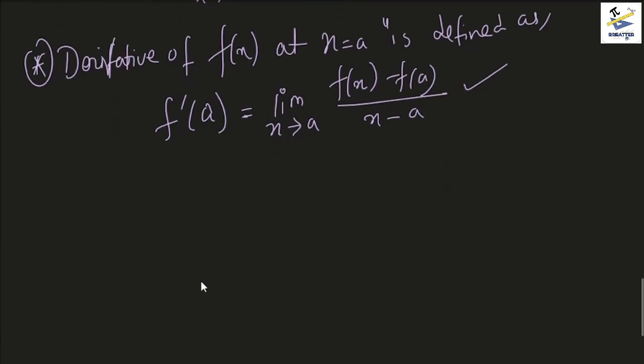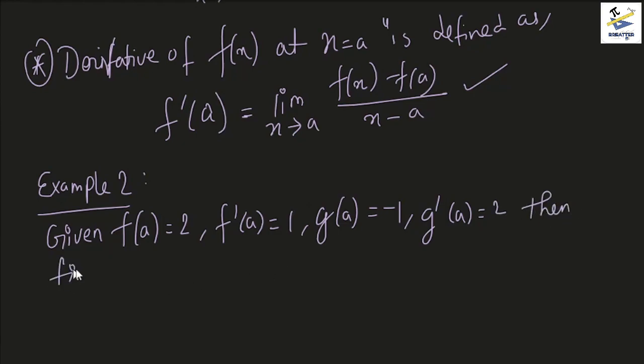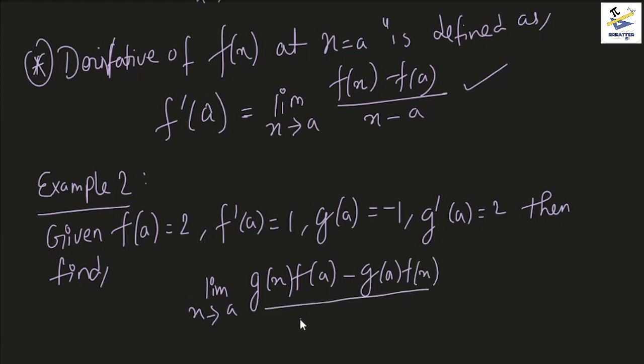Now the problem. Given f(a) equals 2, f dash a equals 1, g(a) equals minus 1, g dash a equals 2, find the limit as x tends to a of (g(x) into f(a) minus g(a) into f(x)) divided by (x minus a).